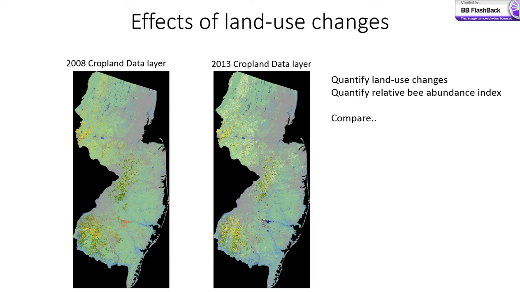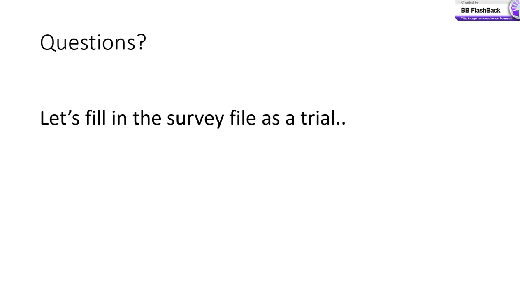And finally, we can also use the different cropland data layers. Then we can quantify the land use changes and how the relative bee abundance index will change following the landscape land use changes. And this is what I prepared for you, and then we can move on to how we can fill in our survey.